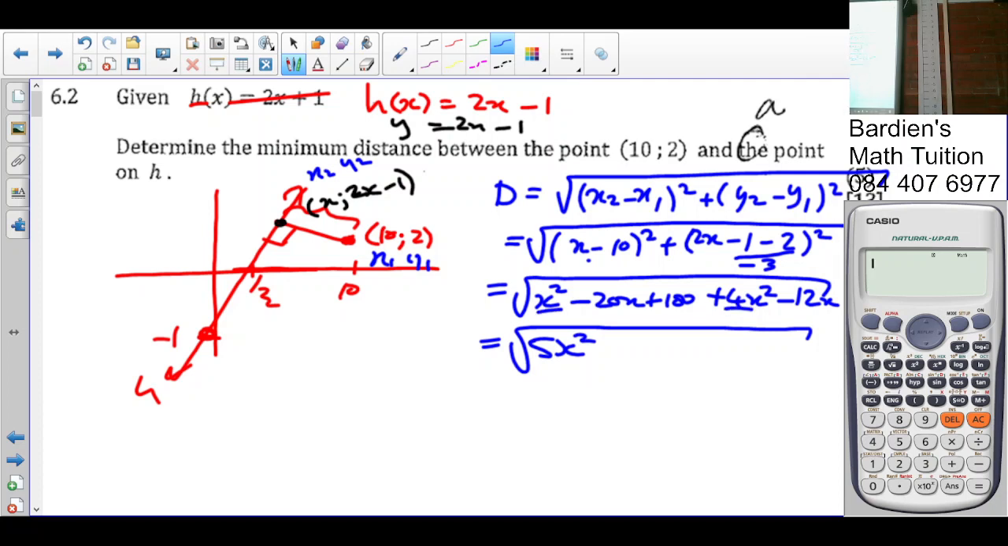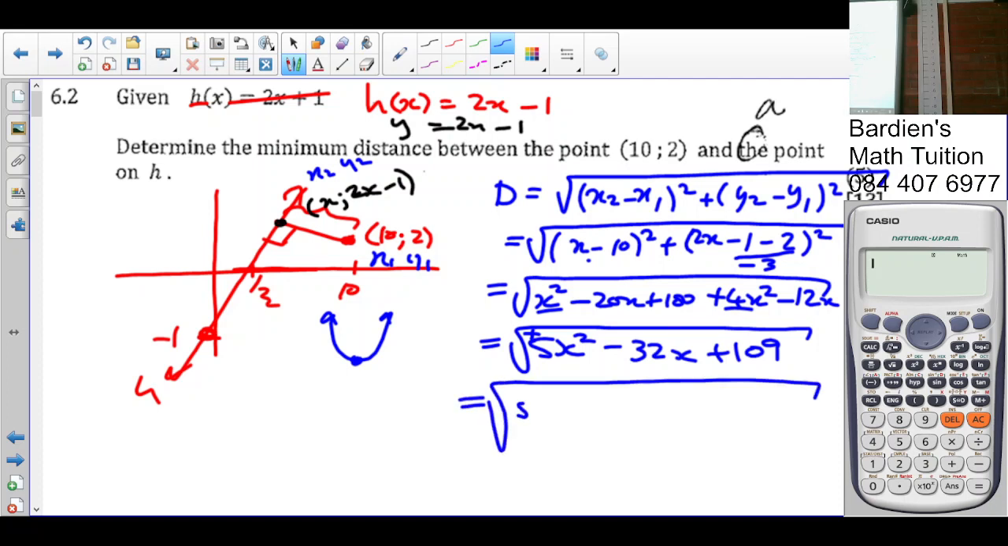So it's going to be negative 32x, is that correct? Plus 109. That is the algebraic expression for the distance between that point and a point on h. Since that models a positive parabola, the graph will have a minimum value. Can you see that? So I need to work out the turning point, and what I do is complete the square. Let's complete the square quickly. We get 5 into x squared minus 32 over 5.